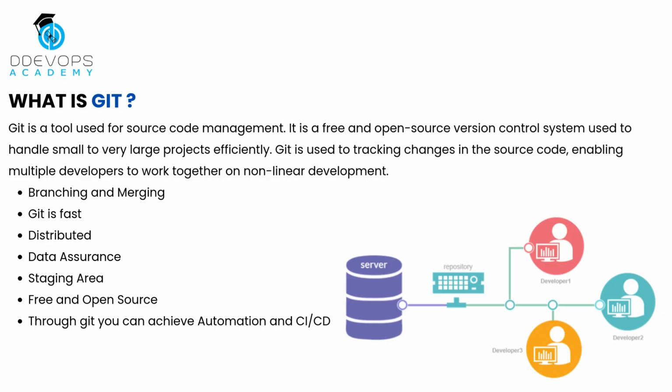Key features include fast performance, distributed architecture, reliable data assurance, and a staging area for clean commits. Git also supports branching and merging, making teamwork seamless. And with Git, you can automate deployments and integrate CI/CD pipelines with ease. Let's dive into the workflow diagram to see how developers interact with the repository and collaborate through branches.